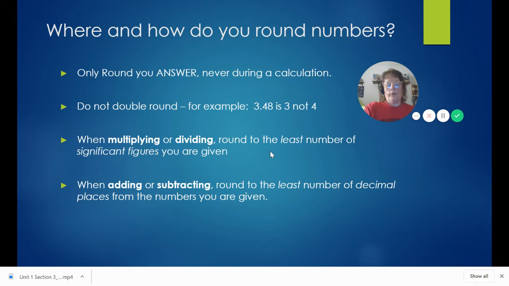You know, how many spots are after that decimal point, and whichever number in your problem has got the least number of decimal places, that's what you're going to put your answer in. Again, I know it's kind of confusing just for me talking about it, but there is a video that shows you how to do this.